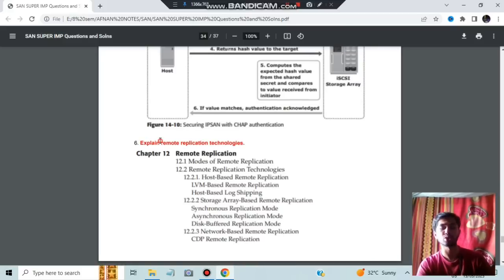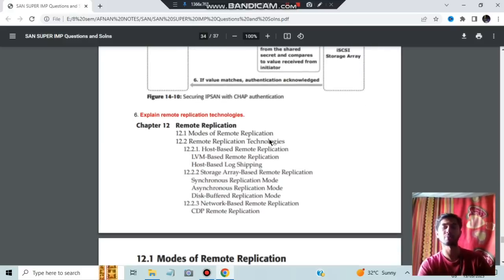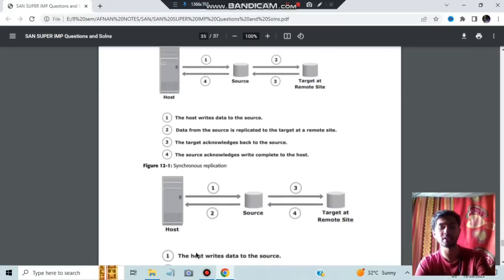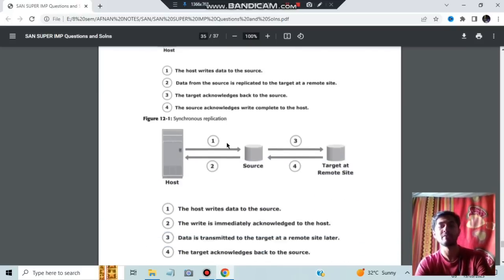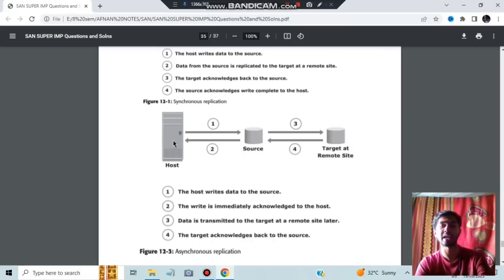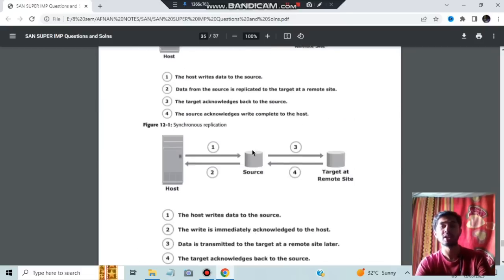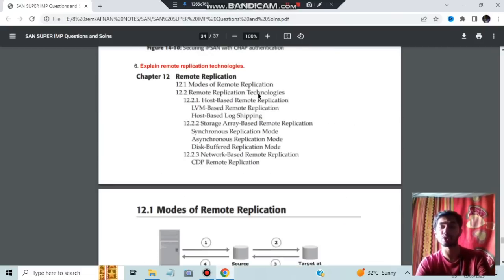And finally, we have the last question, which is remote replication technologies. From an overview, what are the remote replication technologies available? First, you need to know about the modes of replication. Then we have the remote replication technologies. What are the modes of replication? Two modes are there. Before also I told you, synchronous and asynchronous. Synchronous means you'll be directly writing to the remote site first, then you'll be doing the next operation. Whereas here you'll be writing to the source and carrying out the next operation, whereas the writing to the target remote site will happen automatically in the background. Okay, there are the two modes of remote replication. Don't get confused. Modes is different, and replication technologies is different.